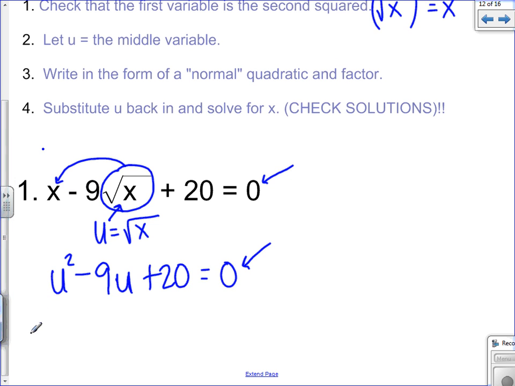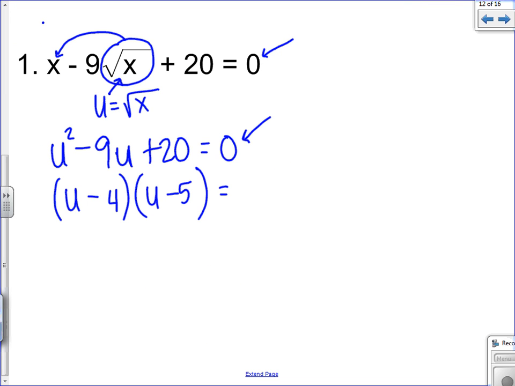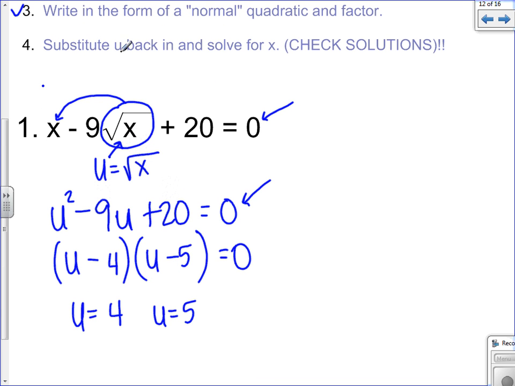So I'm going to go ahead and factor this down just like I normally would. Okay, so I've done steps 1, 2, and 3. I've written it in the form of a normal quadratic, and now I'm factoring. So u and u, the factors would have to be 4 and 5, and then both signs are minus. Alright, so then this is going to end up being u equals 4 and u equals 5. Now, our last step says that we have to substitute u back in and solve for x. Okay, so in our original problem, we were trying to solve for x.